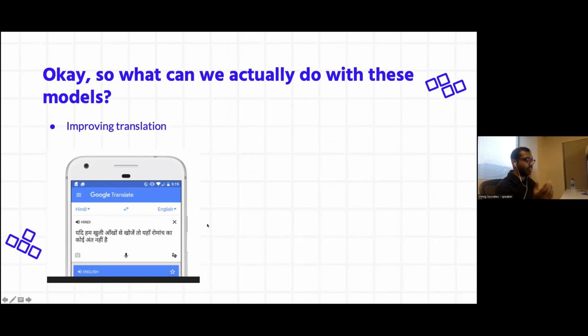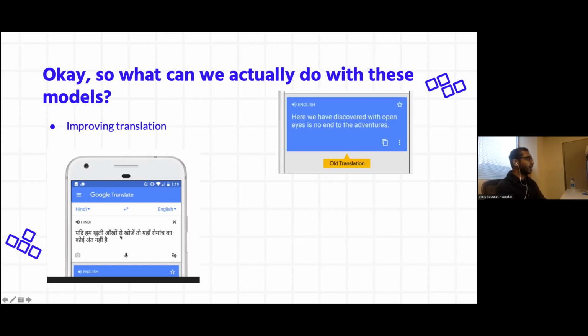So I don't know if anyone in the audience reads Hindi. I do not, so I don't know what this says, but this is a sentence in Hindi. And so we can also improve translation. So in the old days, the translation that we would get is, "Here we have discovered with open eyes is no end to the adventures," which is basically a nonsense statement, right? It doesn't really make any sense.